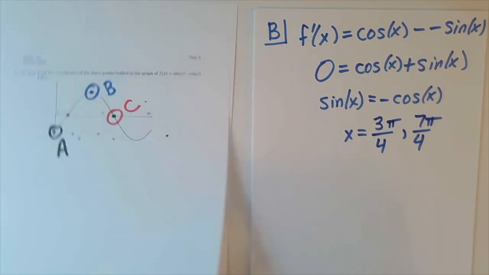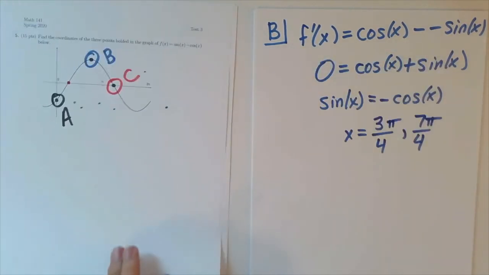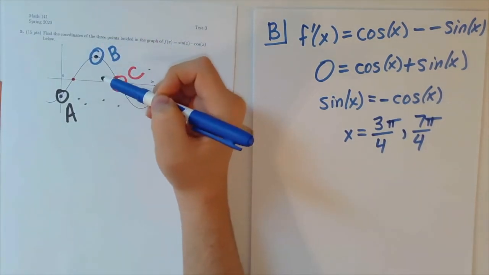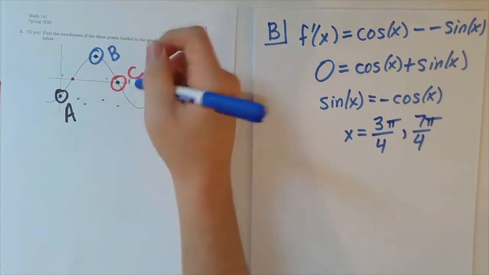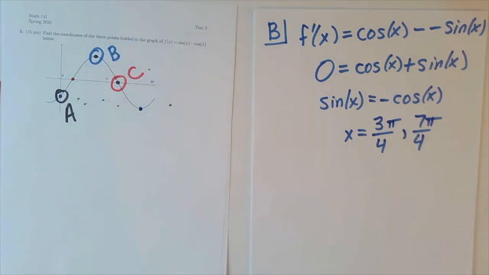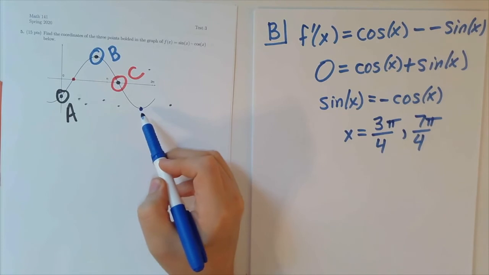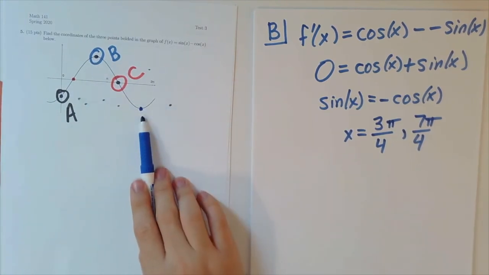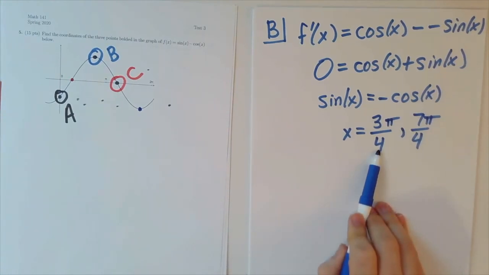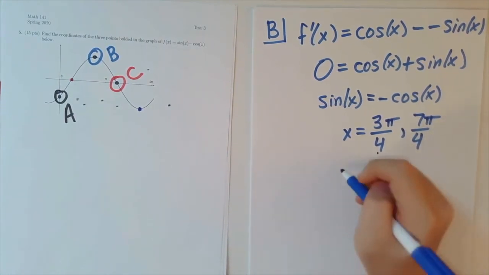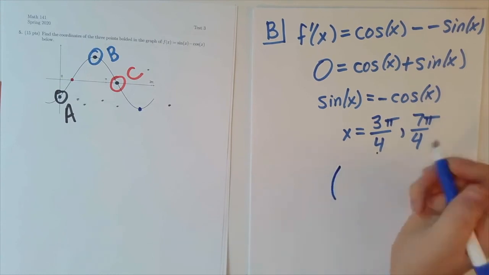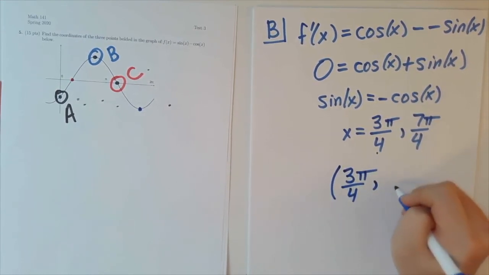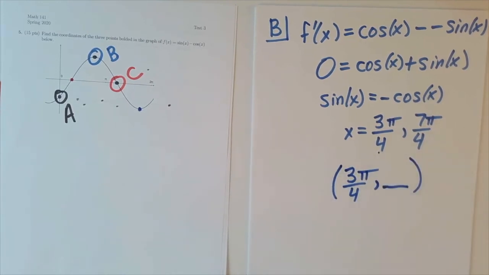So to make sure I'm pointing at the right one, I have to look and see, okay, that's one of them. Where's the other? The other, as it happens, is down here. And so that means that this is actually the first one, and that's the second one. So that means I'm looking for 3 pi over 4. And so this point, point B, its x-coordinate is 3 pi over 4. But we still haven't figured out what the y-coordinate is yet.